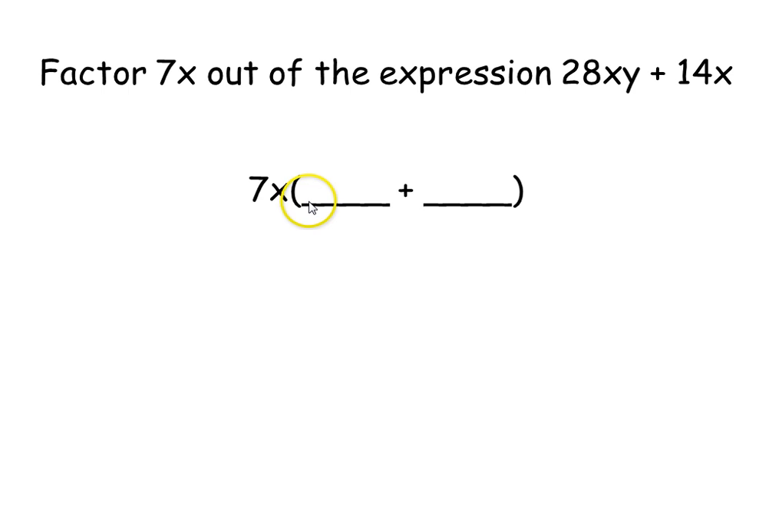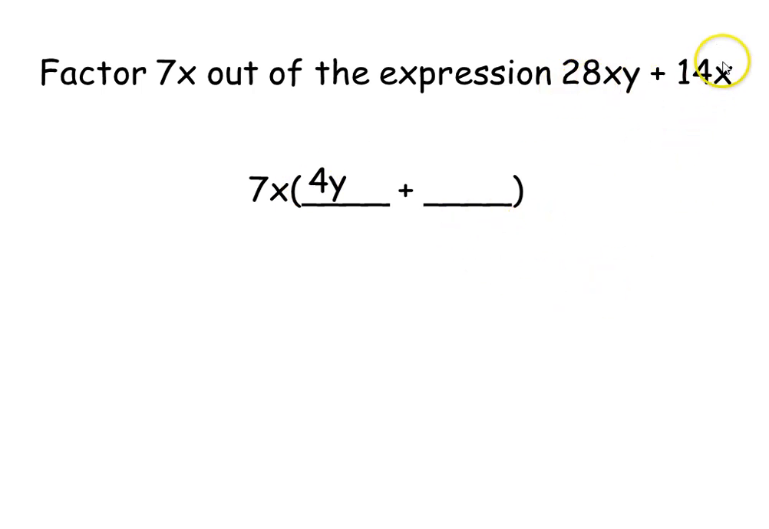We're looking for what goes in the first blank here. And then again, there are 2 blanks because there are 2 terms in our final expression. 7x times what gives us 28xy? Well, 7 times 4 gives us 28. And notice there's no y in the 7x, but there's a y in that first term there. So we will put in 4y, because 7x times 4y gives us 28xy.